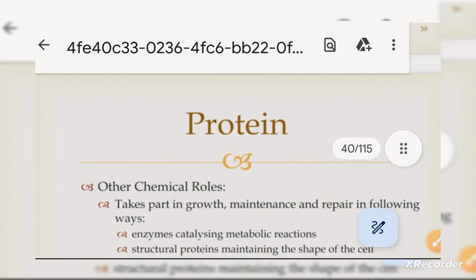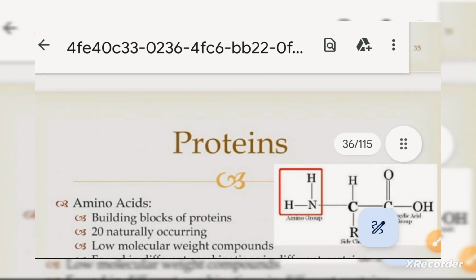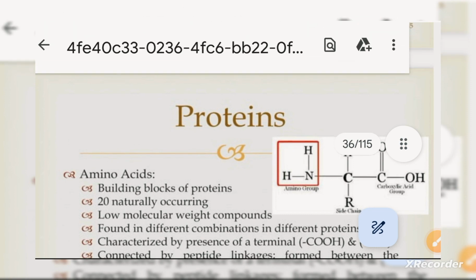I wish you understood the carbohydrate topic. Inshallah, I will come to explain the protein topic.